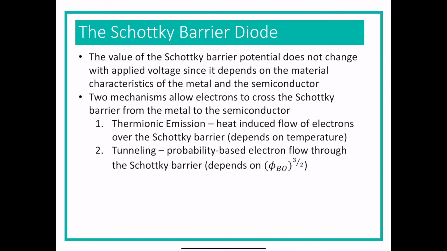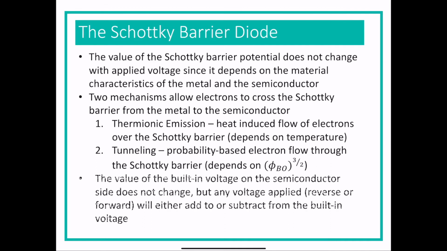So the value of the Schottky barrier potential doesn't change, whether you apply voltage positive or negative. For the semiconductor, the built-in voltage doesn't change, but any voltage we apply is going to add or subtract to that value, which is going to basically push the Fermi energy up and down depending on what we do. And that's the way a PN junction was working also. It's just that now we have this metal that's fixed on the other side of the junction, and it's not going to change. Only things on the semiconductor side are going to change.